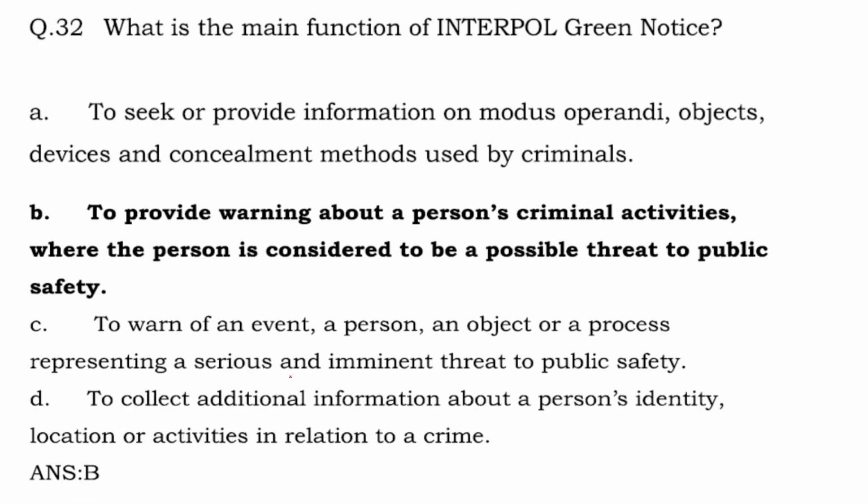Very important question. What is the main function of the Interpol Green Notice? Now the 6th color is also involved in this case. So option B is correct, to provide warning about a person's criminal activities where the person is considered to be a possible threat to public safety. So option B is the correct answer in the case of green notice.